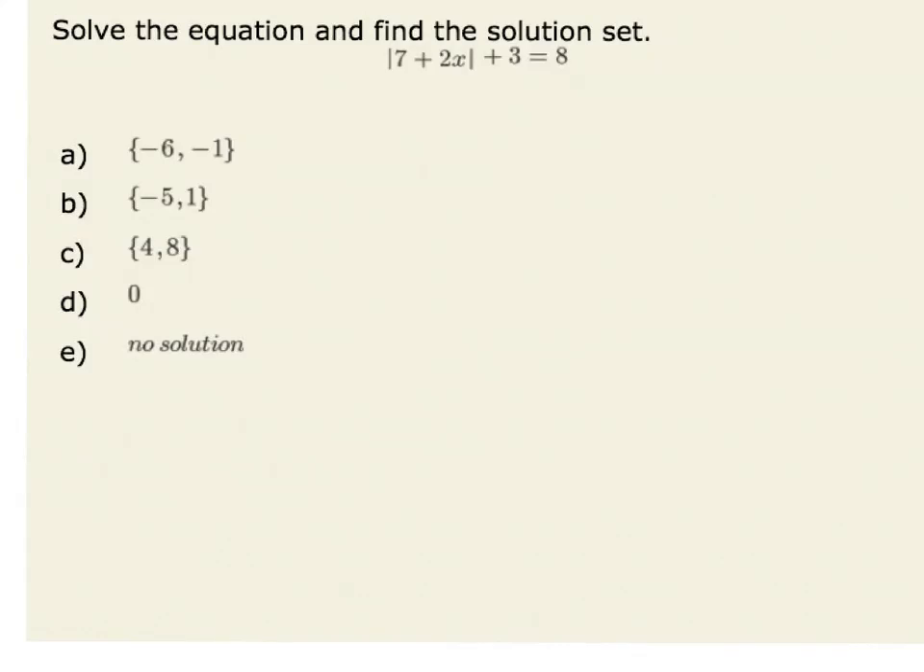In this problem, we're asked to solve the absolute value equation and then write it in solution set notation. As we examine this, we have the absolute value of 7 plus 2x, plus 3, is equal to 8. Therefore, in order to solve this absolute value equation, one thing we can do is isolate that absolute value.